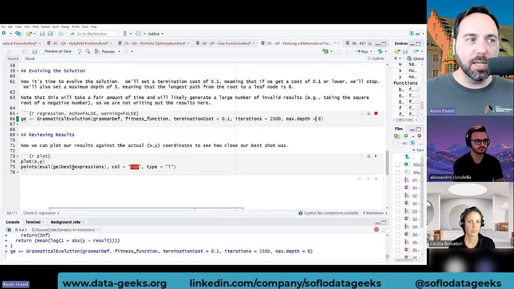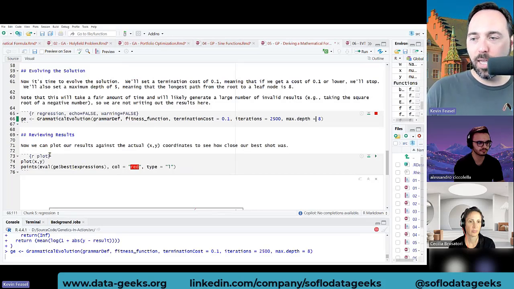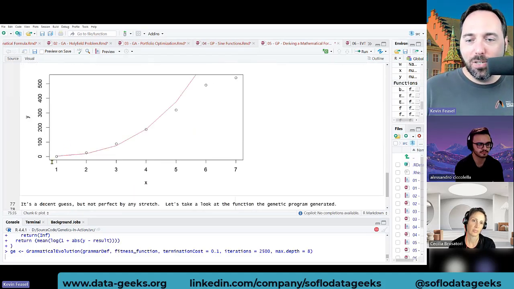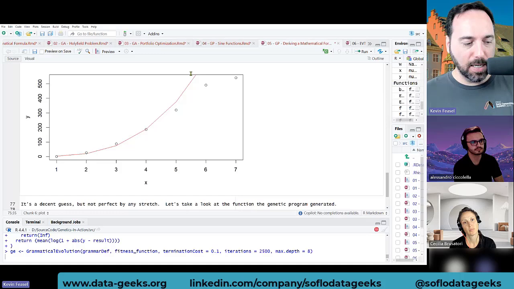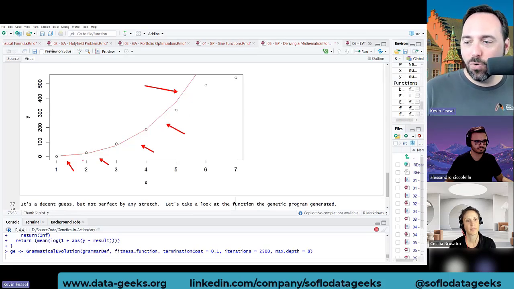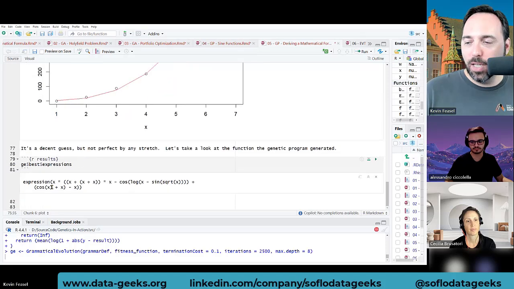So while it's running, let me show you what an older run through looked like. If I plot X and Y and then I have my best output, I ended up with a function that looked like this. So this is not perfect, obviously. You can see that it certainly falls off because it's kind of expecting, it looks like it's a quadratic function, some type of square result.